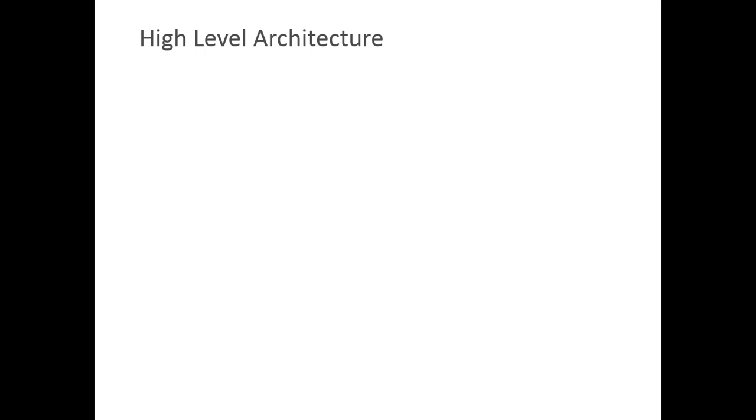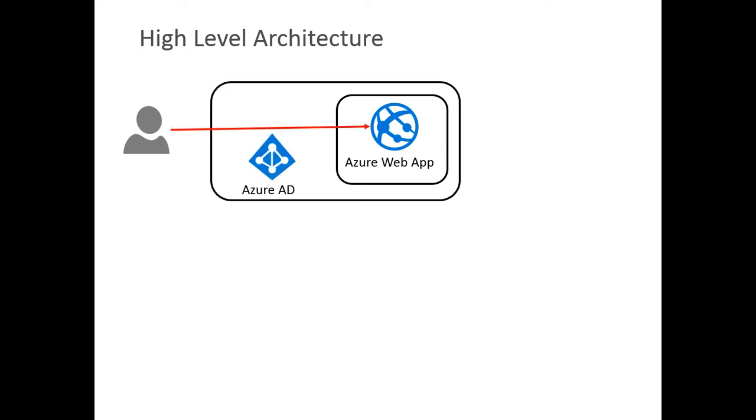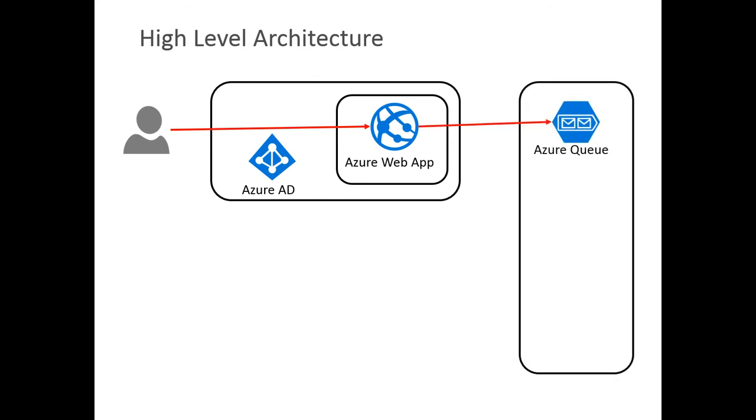Now, quickly, some high-level architecture. What you're going to see is we first and foremost have this Azure web app. That's where the video requests will be made. And this web app is secured via Azure Active Directory. That's how it's locked down. Now, when we make these requests for these video clips, that video request is going to go on an Azure queue.